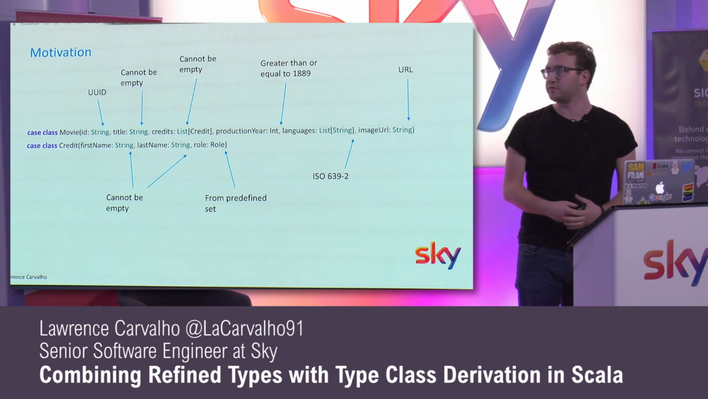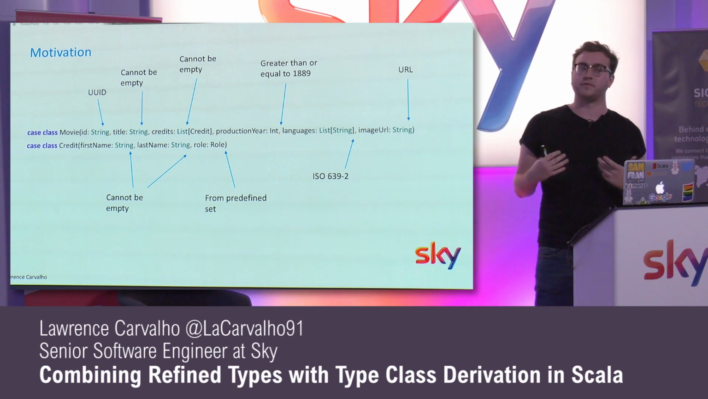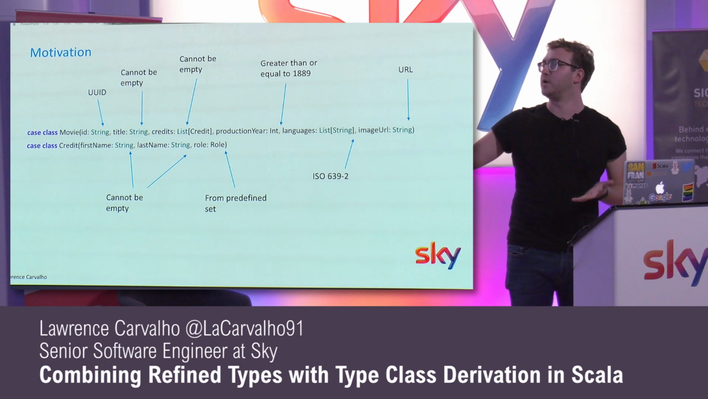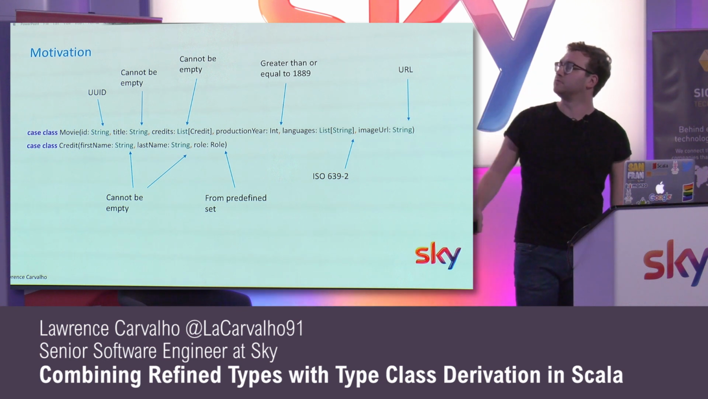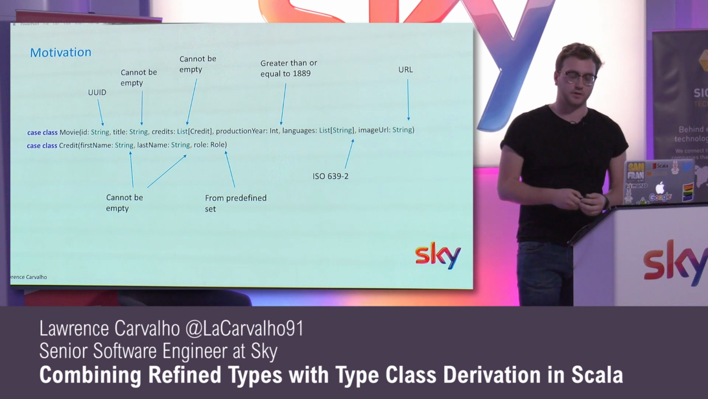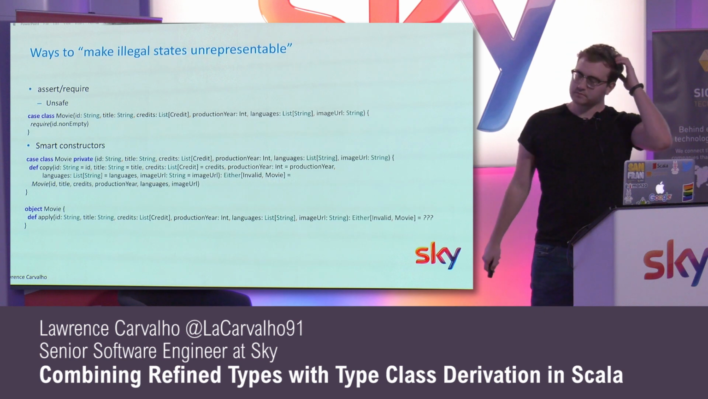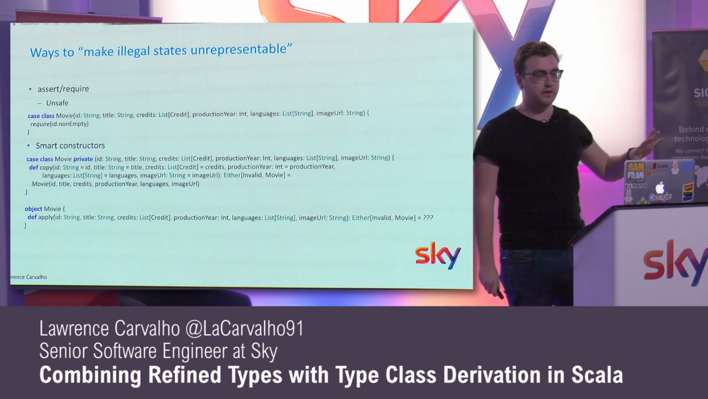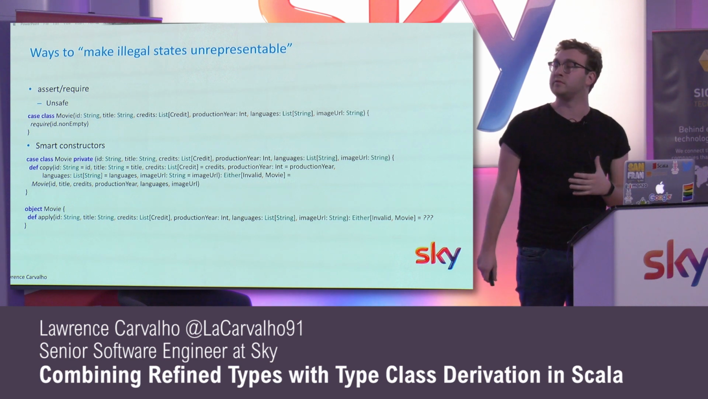And language is a pretty interesting one. So we say to our clients, when we surface a language, it's in this format, ISO 639-2. So ideally, this needs to adhere to that format, so our clients have a common format for languages. So a couple of ways, without any other libraries, to make illegal states unrepresentable at the class level.